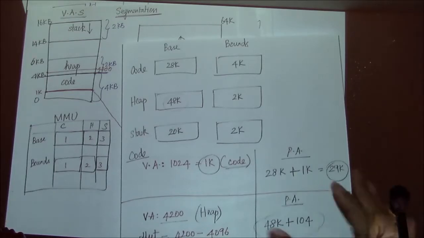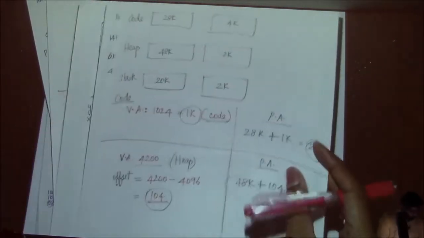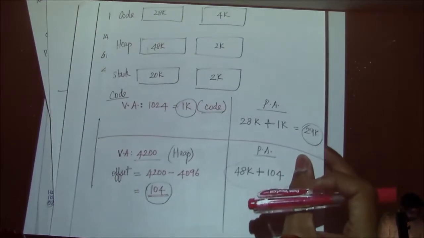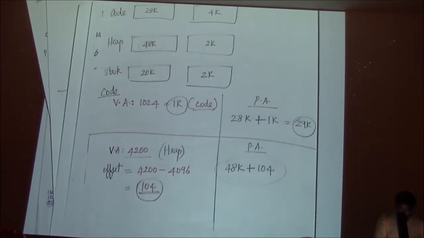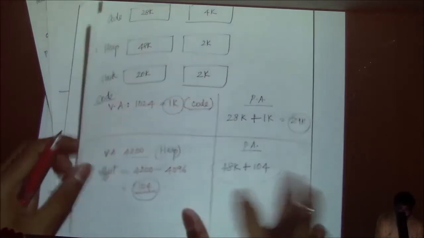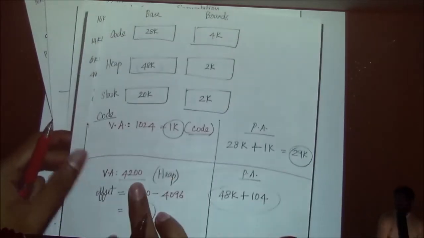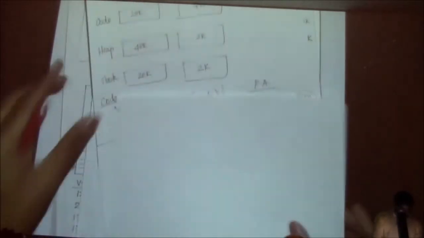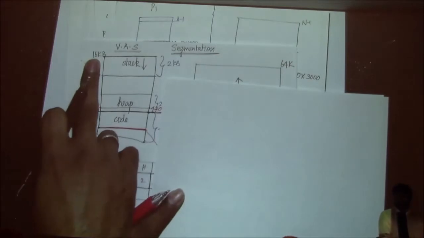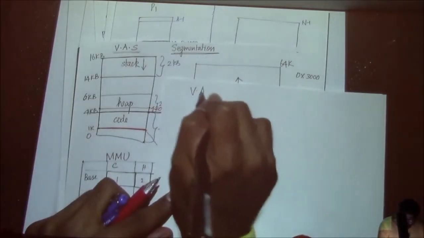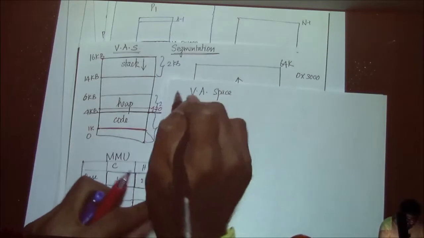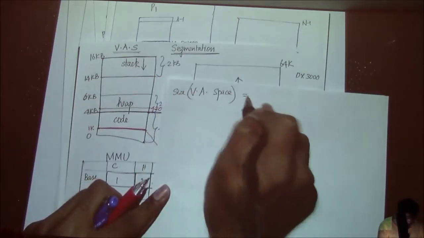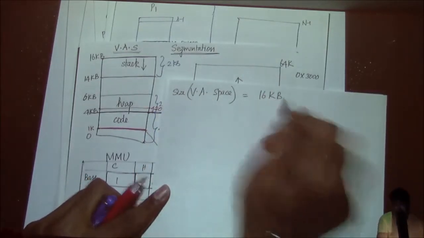So the way the hardware knows, let's take these two addresses, 1024 and 4200, and see how the hardware looks at these things. For that, first we need a few more things. We have a total virtual address space, and the size of the virtual address space is 16 KB, 16 kilobytes.